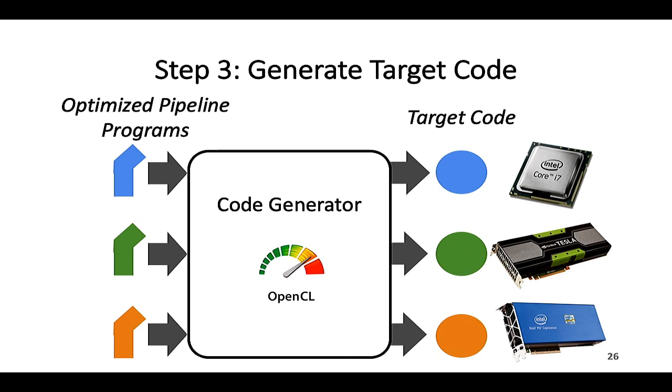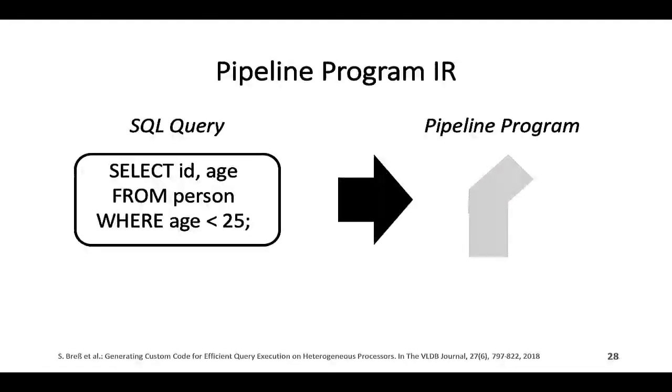This allows us to run on all of these processors out of the box and also support future processors that support OpenCL. So after this rather coarse overview of the approach, I would like to go into a bit more detail of the code generator, especially on the intermediate representation.